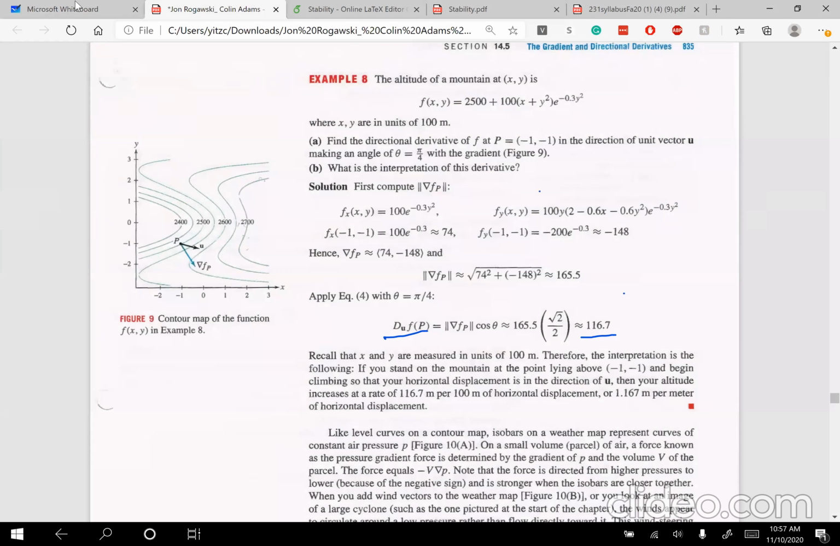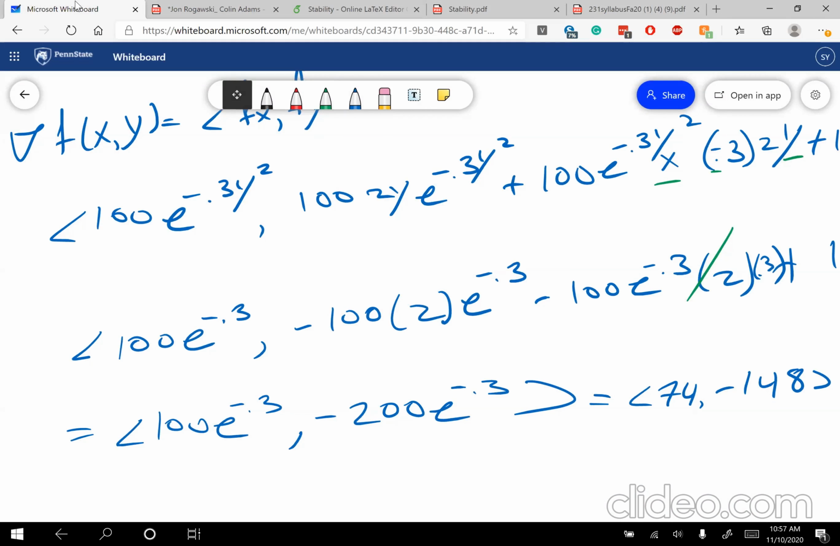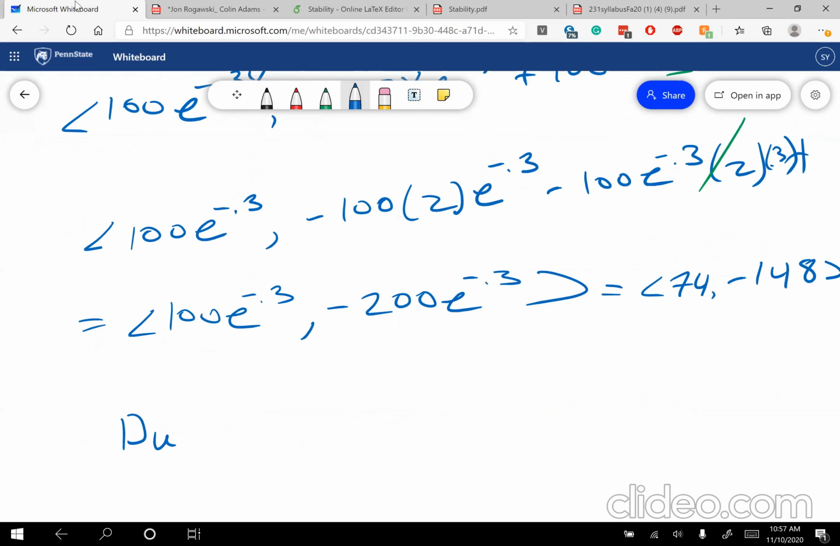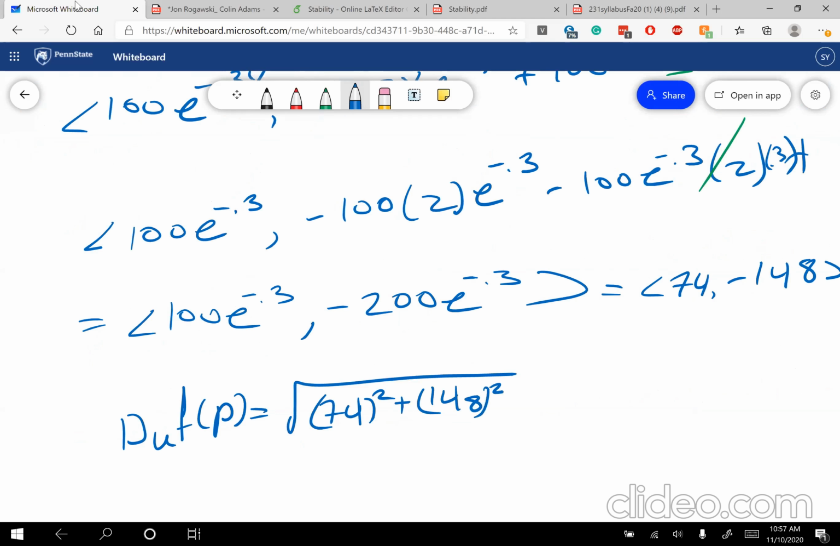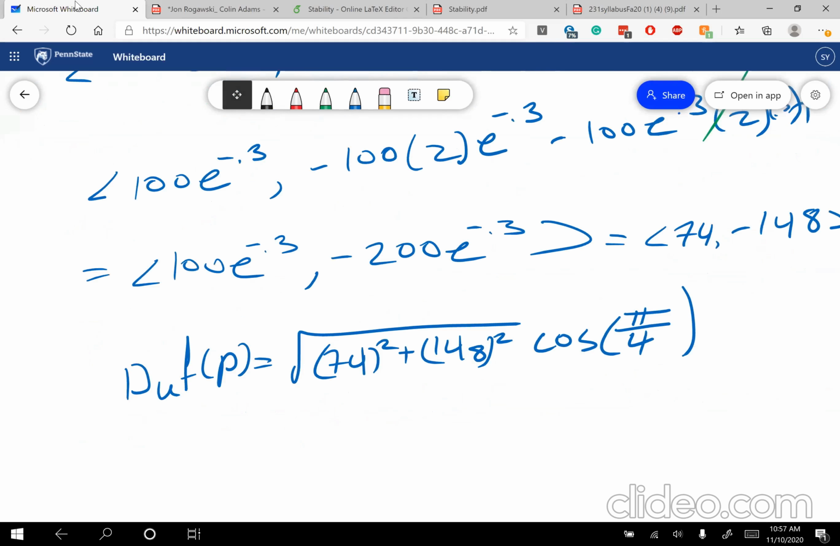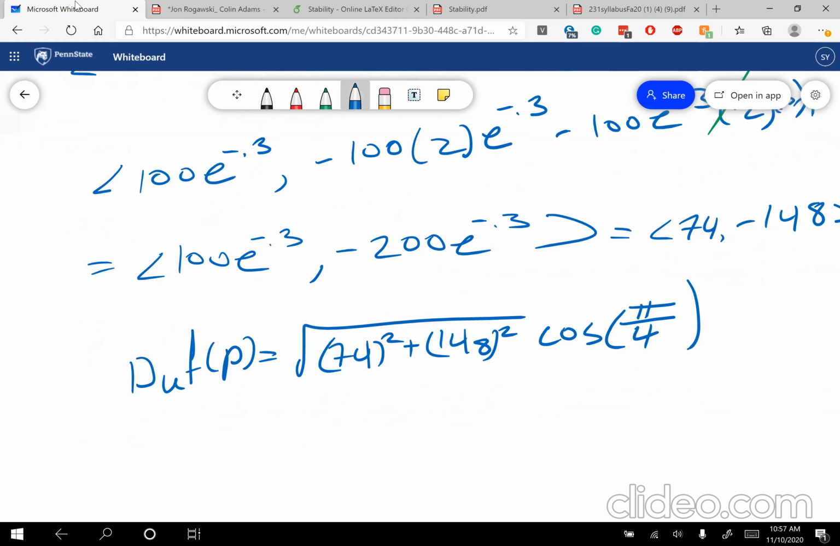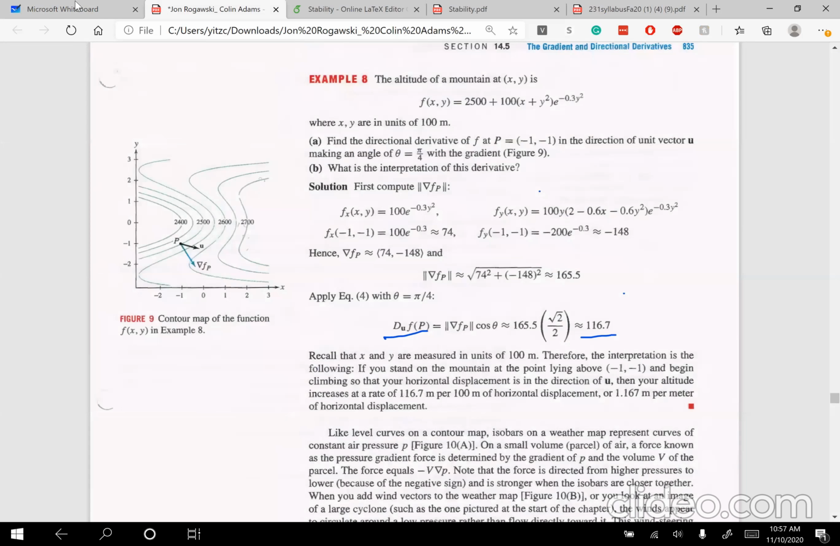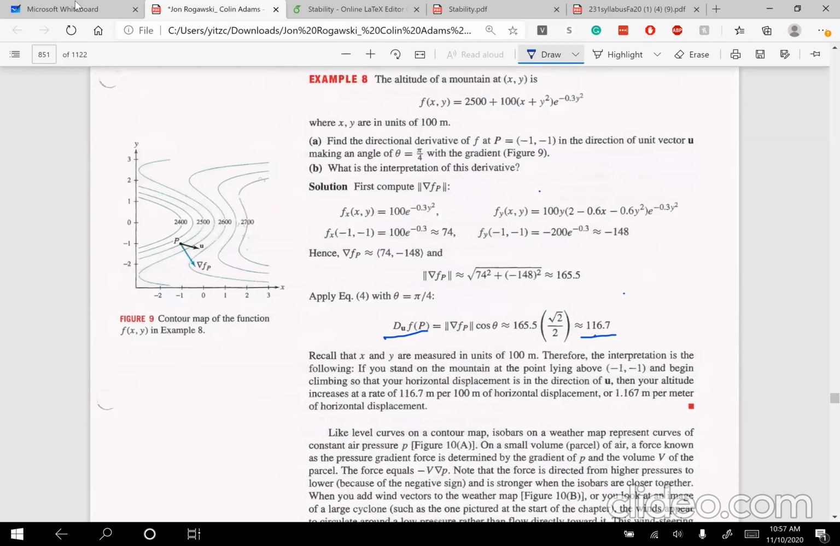The directional derivative in the direction of u of f at the point P is going to be equal to the magnitude, the square root of 74 squared plus 148 squared, times cosine of pi over 4. And that's it. Any questions about that? Okay, so let's continue.